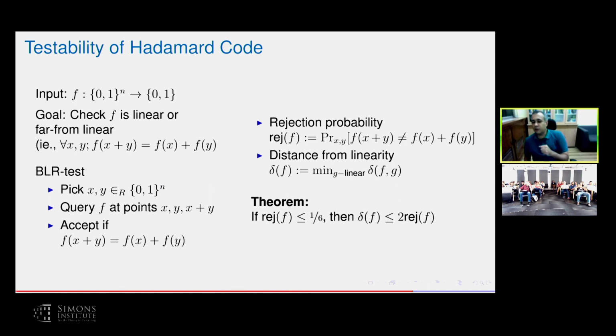What BLR prove is a statement of this form. If the rejection probability is small, then even the distance to linearity is small. That is, if the test passes with high probability, then it must be close to a linear function. So how does one prove this theorem? I'll spend about the next 5 minutes or so trying to prove this theorem, and while doing so, we will see that the underlying graph has some additional properties because of which this theorem actually goes through.